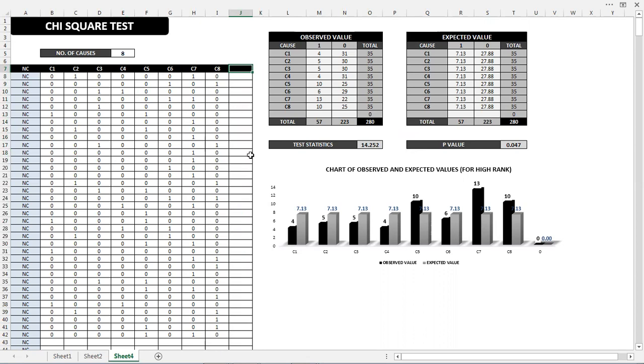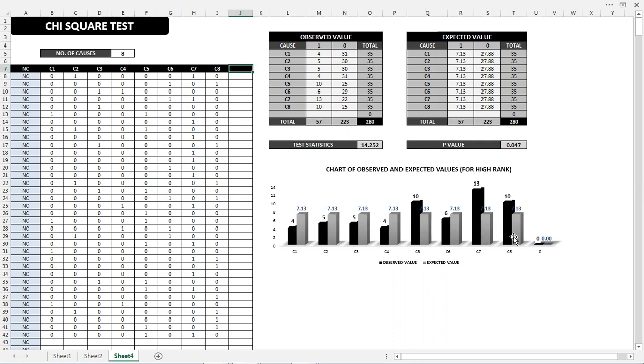So once that is done, all we need to do is check the p-value, and after the p-value, we need to check which causes do have a relatively taller black colored bar, or in other words, which causes do have higher observed value than the expected value.